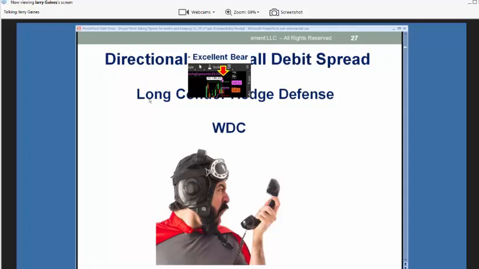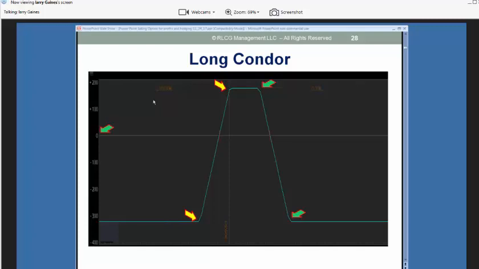Now here's what we call a hedge strategy, and this is one of my favorites. I like this strategy a lot. It's what we call a long condor, a long call condor. It's a combination of two different spreads put together, and let me show you how this works. When you're looking at a long condor, basically you're trading a long call debit spread, or you can do this with puts, and then you have a bear call credit spread on the other side.